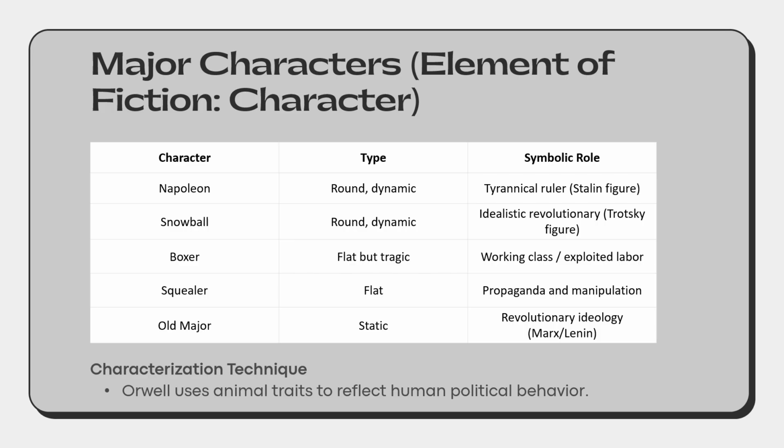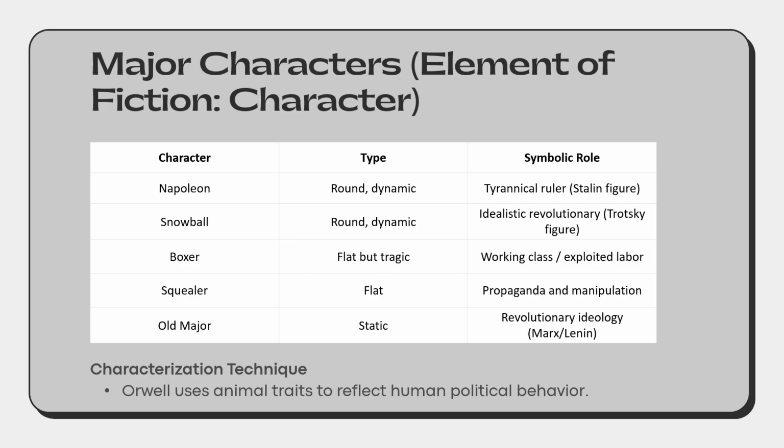Major characters. The characters in Animal Farm are animals, but they are written to represent human roles and society. Napoleon symbolizes the rise of tyrannical leadership. Snowball represents idealistic but politically defeated reformers. Boxer embodies the hard-working but exploited working class, while Squealer represents propaganda and misinformation. Each character is carefully constructed to illustrate how individuals function within systems of power.